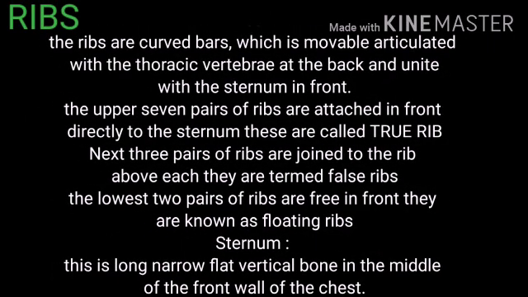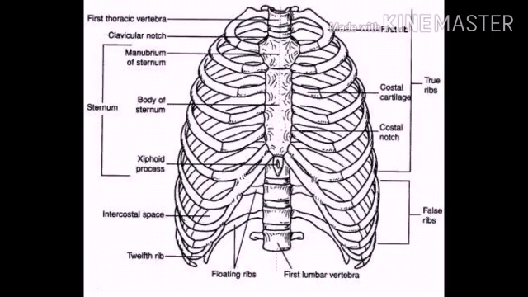Ribs. Ribs are curved bars which are movable, articulated with thoracic vertebrae at the back and united with the sternum in the front. The upper 7 pairs of ribs are attached in front directly to the sternum. These are called true ribs, and the next 3 pairs are joined above each other. They are termed false ribs. The lowest 2 pairs of ribs are free in front. They are known as floating ribs. Sternum. This is a long, narrow, flat vertical bone in the middle of the front wall. Look at the image for your reference.